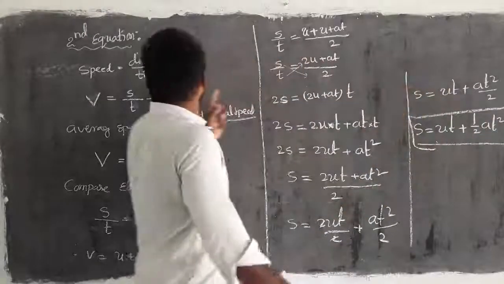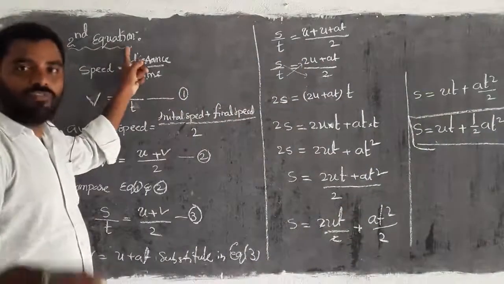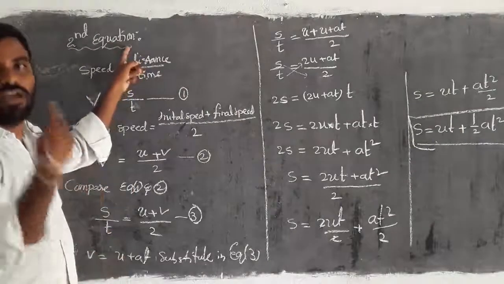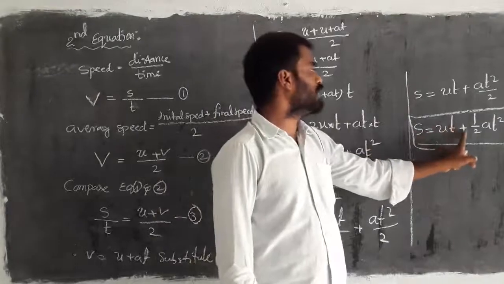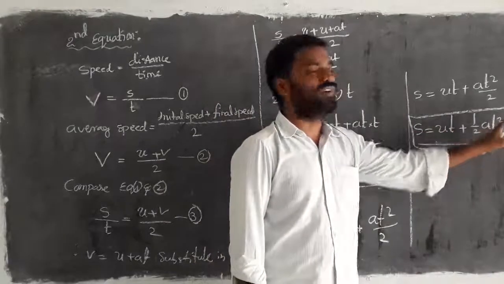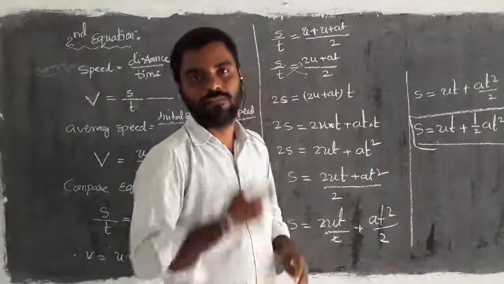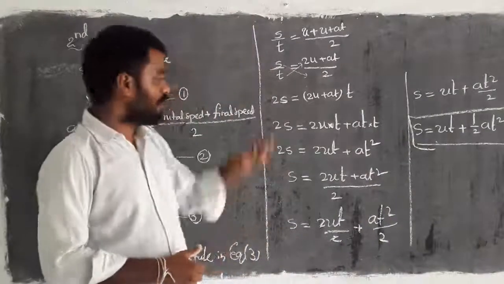So here the second equation of a moving object or accelerated object is s is equal to ut plus half at square. So this is the derivation of the second equation. Have you got clarity?